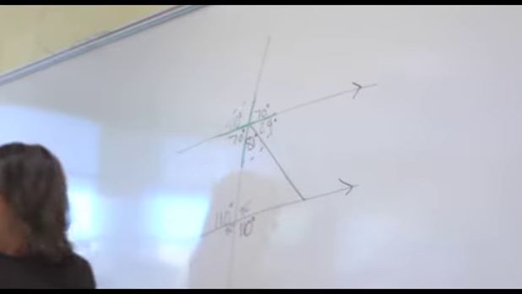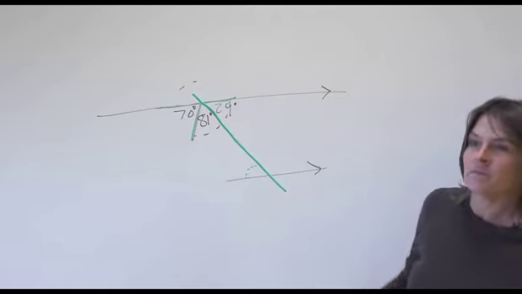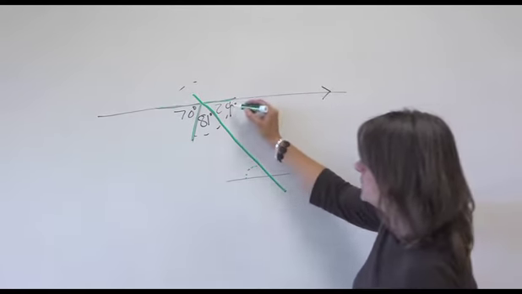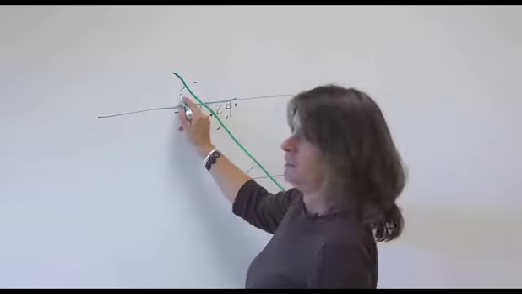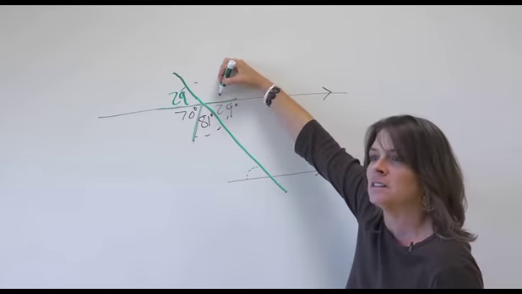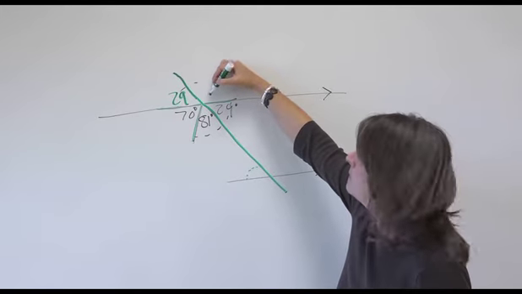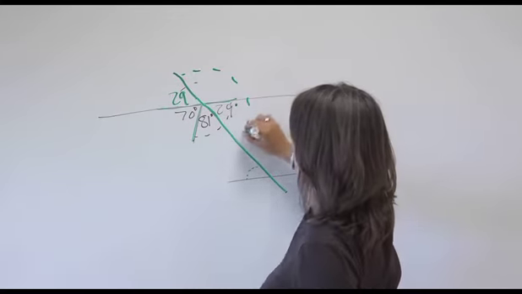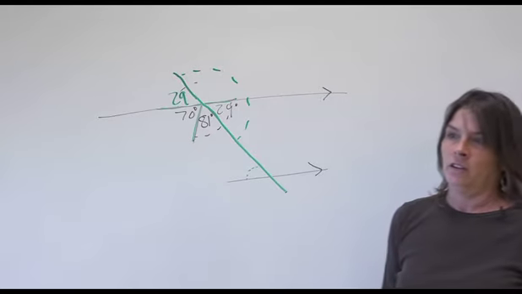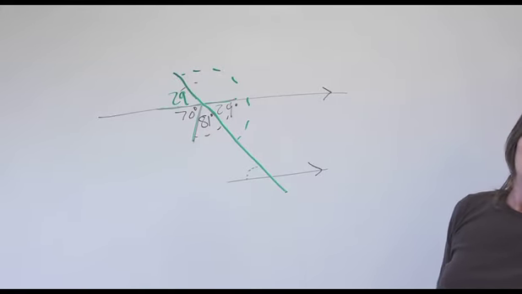Does that help you guys with the problem you have? Sierra? They're transversal. So if this is 29, what's this one up here? 29. What's this? What is it? Be careful. These are a linear pair. 151. It is 151.